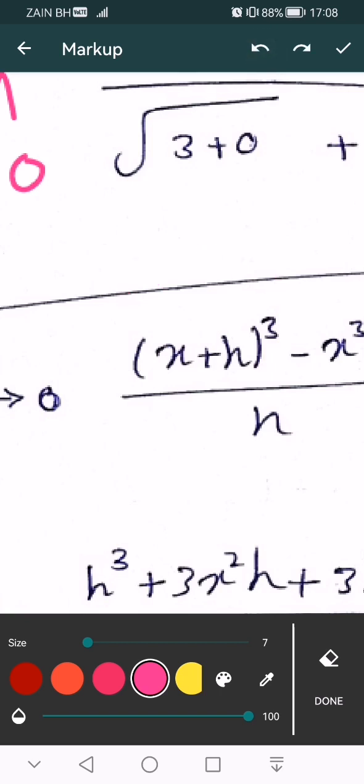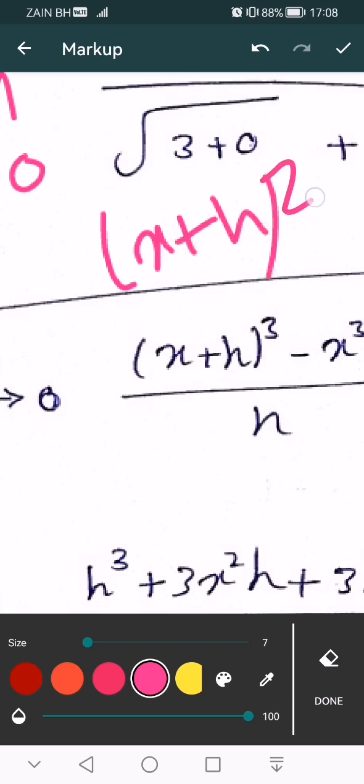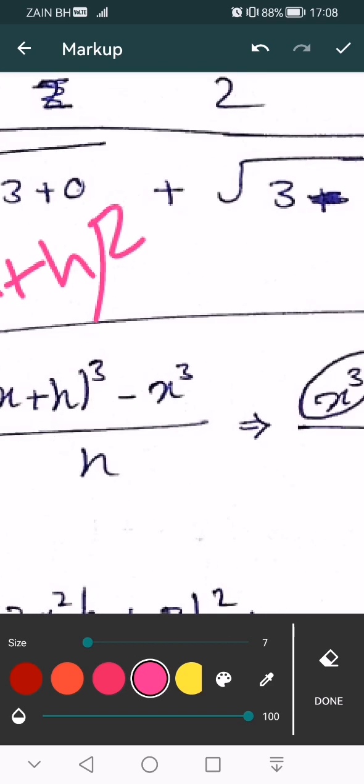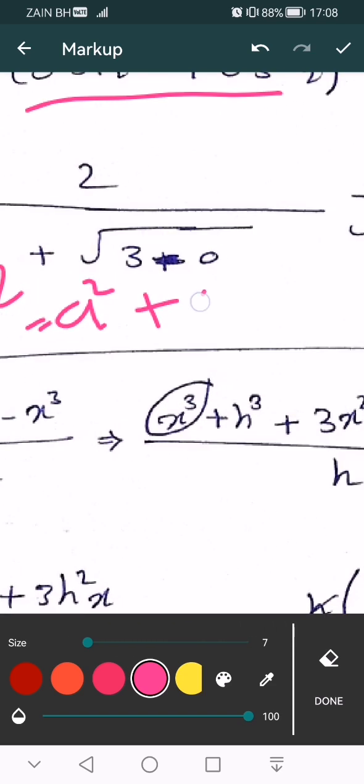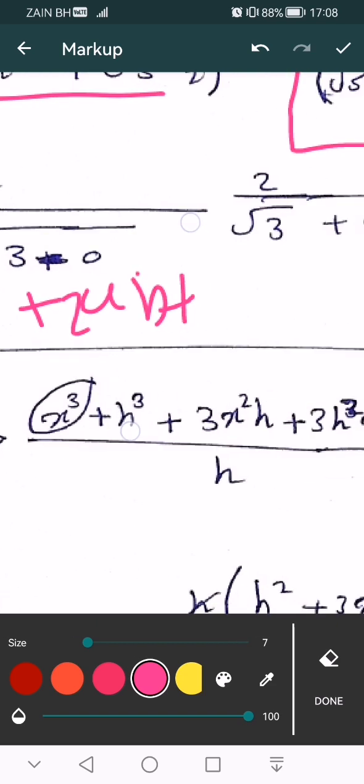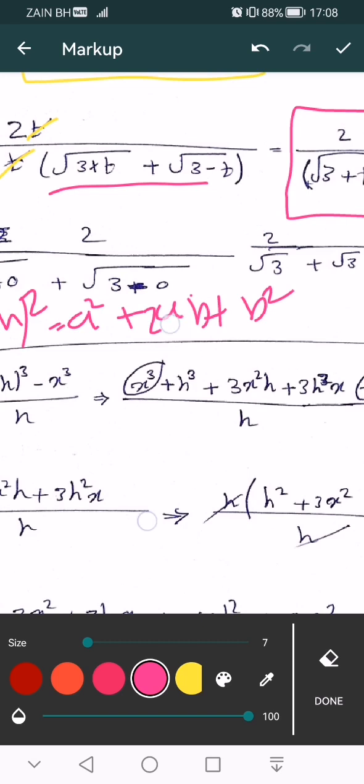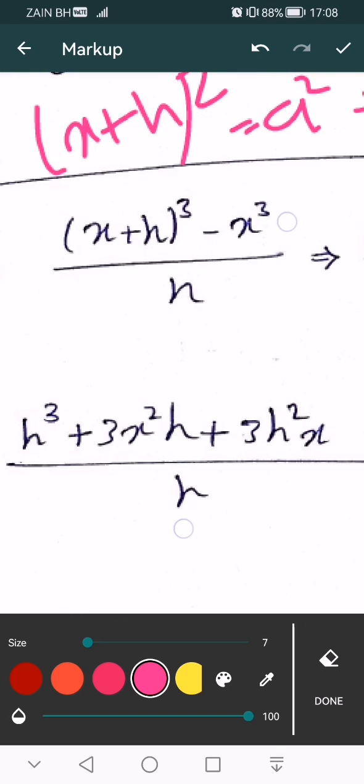So depending on the rule, same as x plus h to the power 2, which I have the rule which is equal to... the first squared plus the first times the second times 2 plus the second squared. This is the general rule. It is the same for the bracket number 3.